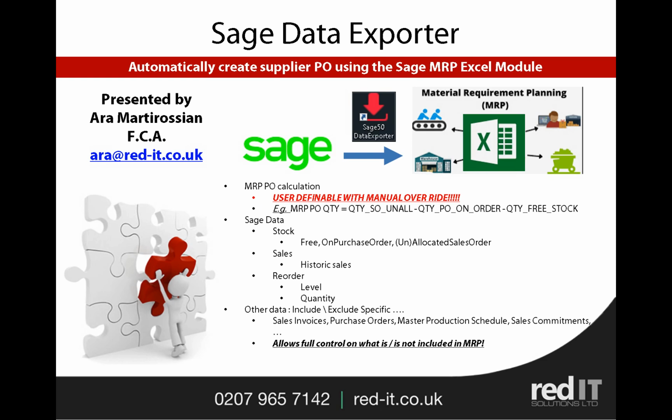However, the Sage MRP Excel module has other capabilities, which means it can include data from other sources. So we have the ability to include and exclude specific items, and those items could be particular sales invoices. For example, over the last 3 months, if you've had an unusual sales invoice and you want to take that out of MRP, you can do so. You can do the same thing for purchase orders, or on the other hand, you could put a master production schedule in to say, I definitely need this produced as part of my MRP run, and so on. In short, the Sage MRP module allows you full control on what is and isn't included in MRP. So let's look at that in detail.